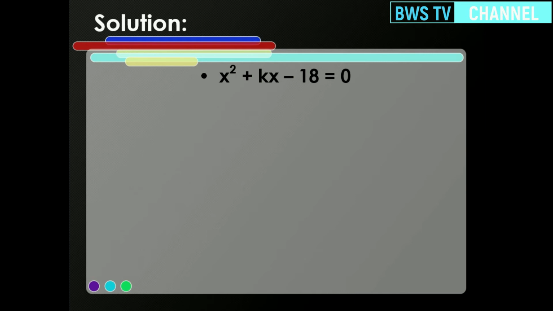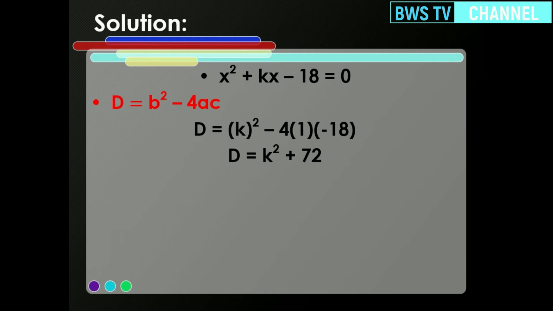That means, in the given problem, the equation is not in standard form. So in this solution, we change the given equation into standard form. That is why this will be our standard form of the quadratic equation: x squared plus kx minus 18 is equal to 0. So now, let's apply the discriminant. Substitute. So you have k squared minus 4 times 1 times negative 18. Then simplify. So you have k squared plus 72.